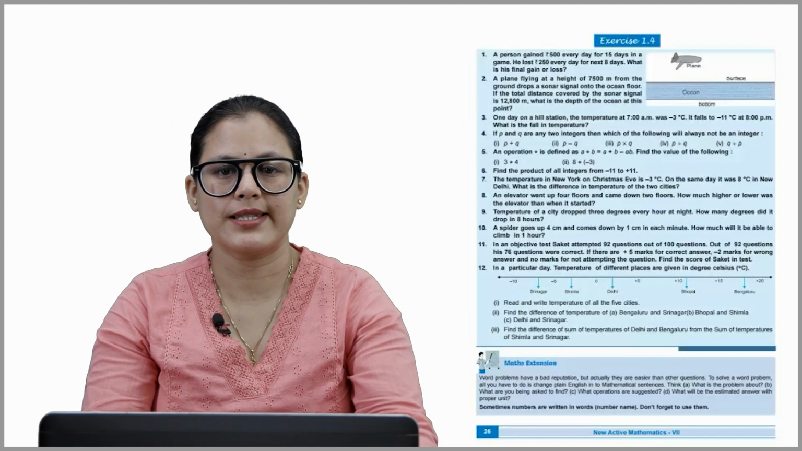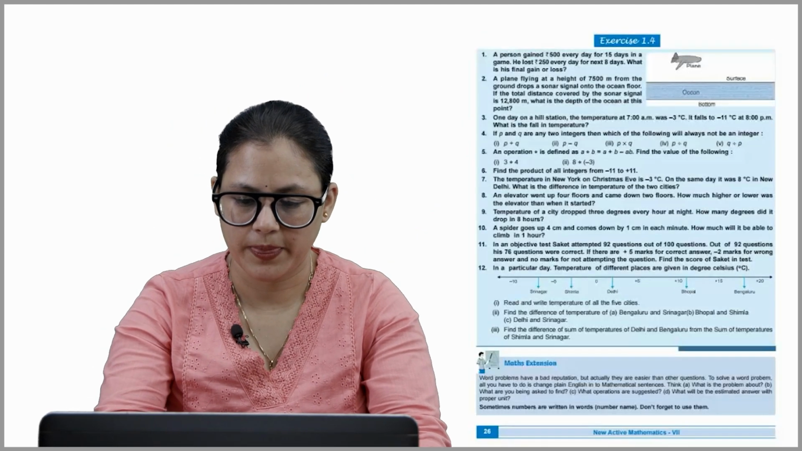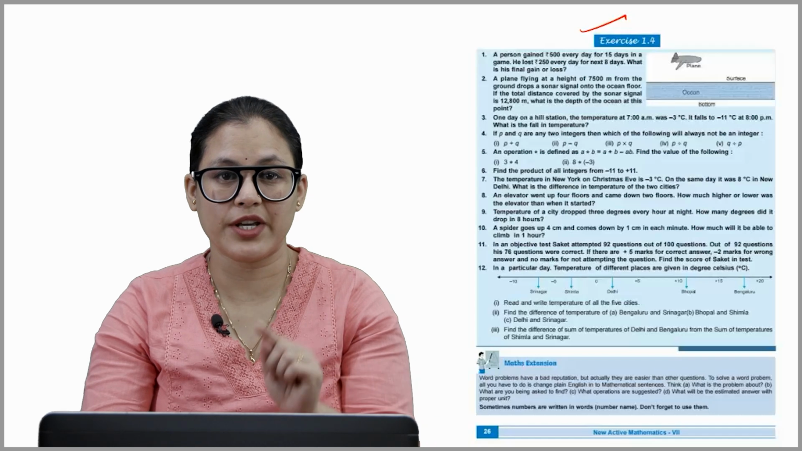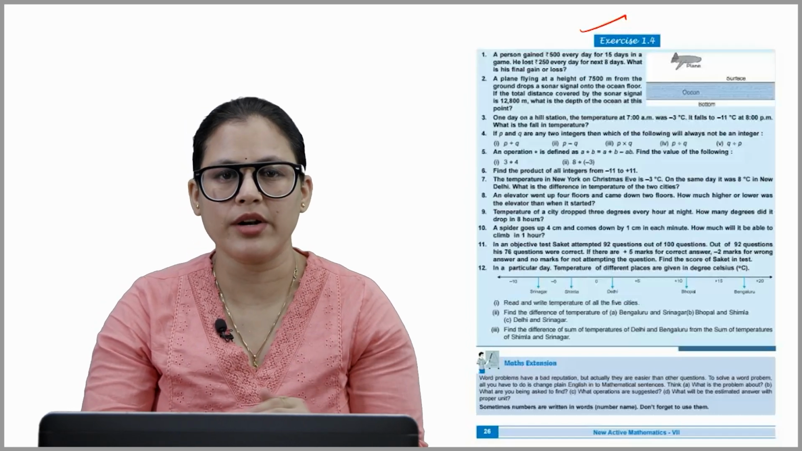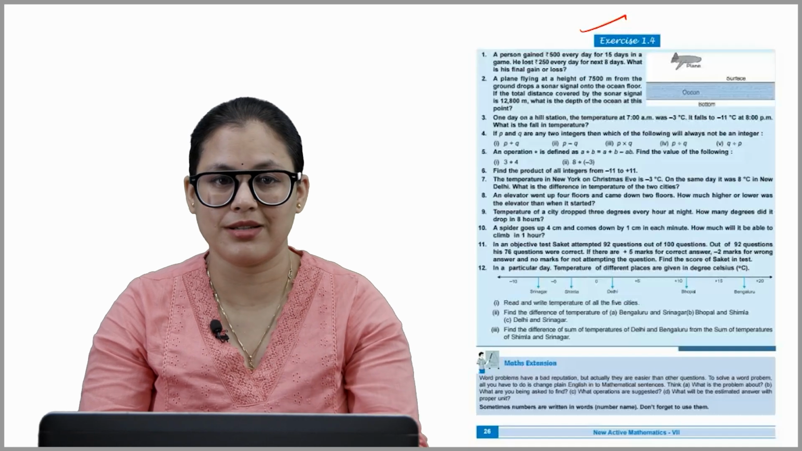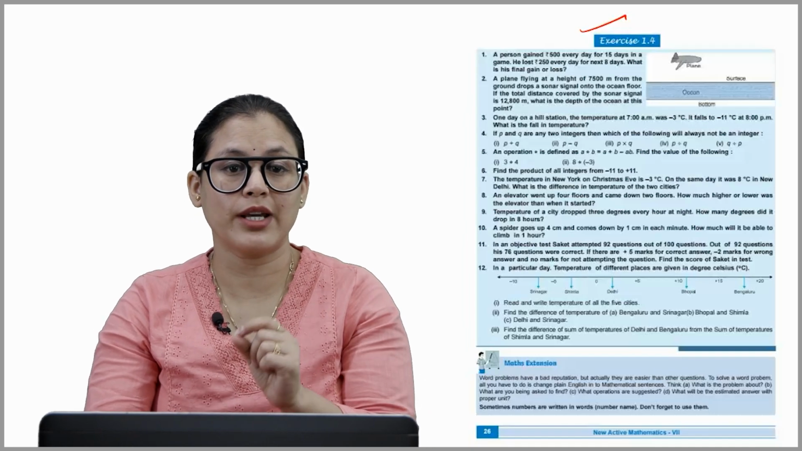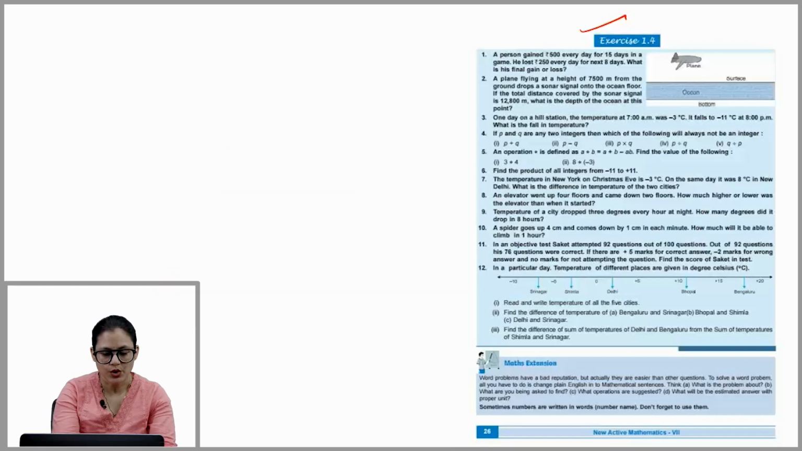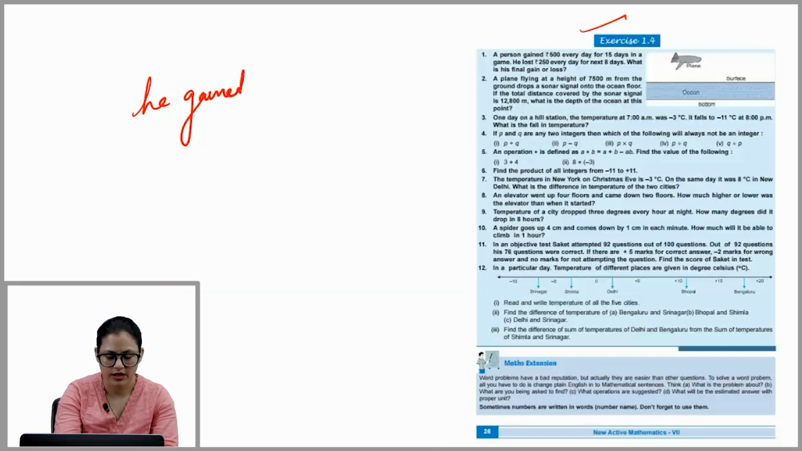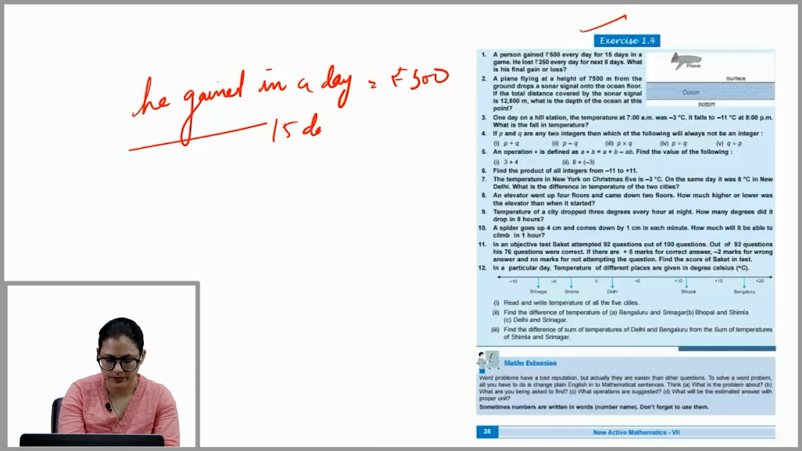Let's do exercise 1.4. A person gained rupees 500 every day for 15 days in a game. He lost rupees 250 every day for the next 8 days. What is his final gain or loss? First, we will find out his gain. So he gained in a day, how much did he gain? Rupees 500. So he gained in 15 days.